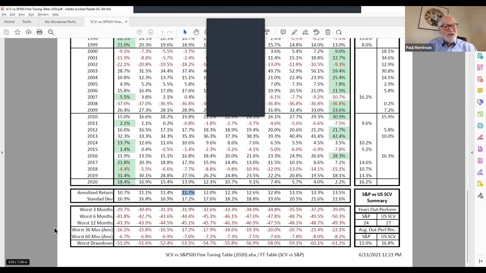And what do I see on the worst drawdown? What do I see on the worst 12 months? Still, the differences are minimal and not the kind of differences that would cause one to feel like, oh my God, I've done something stupid here.